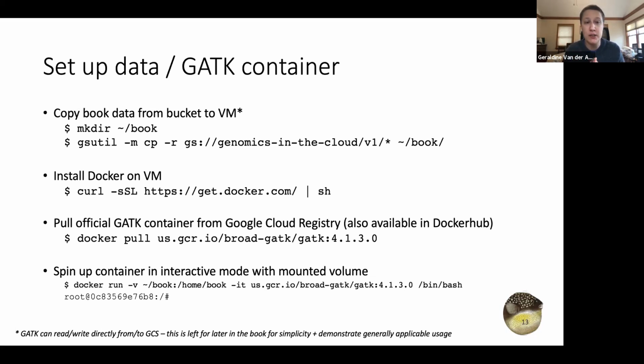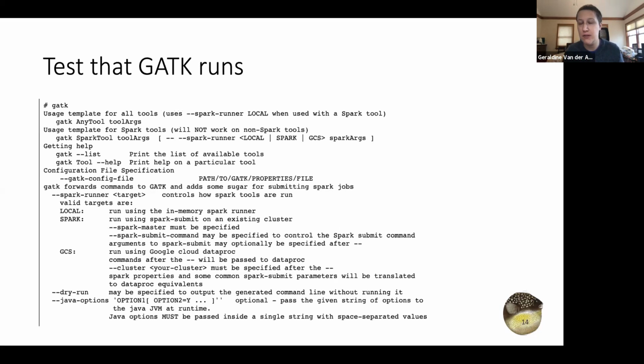And finally, we use the interactive Docker commands with mounted volume that we showed you earlier, but this time, this is the real version with the GATK container that you're going to be using in multiple subsequent chapters. And once you're in it, you can test that GATK runs, and with GATK 4, I'm happy to say that it's stunningly easy. You just type GATK return, and it should work.